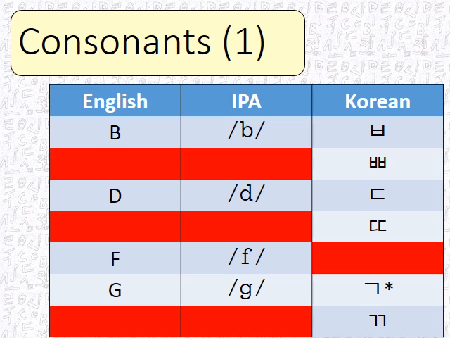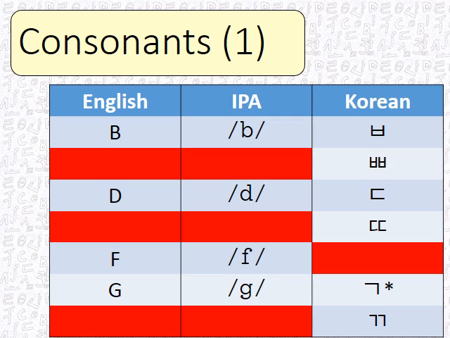The next phoneme is D. The letter D is close to the Korean letter diut, which makes the sound D. And Korean also has a double diut, the same thing as biup. The phoneme F is not in the Korean alphabet, so be careful with words that start or contain that sound.